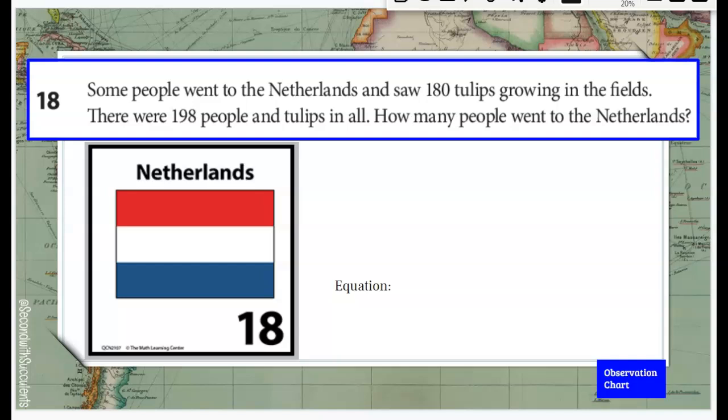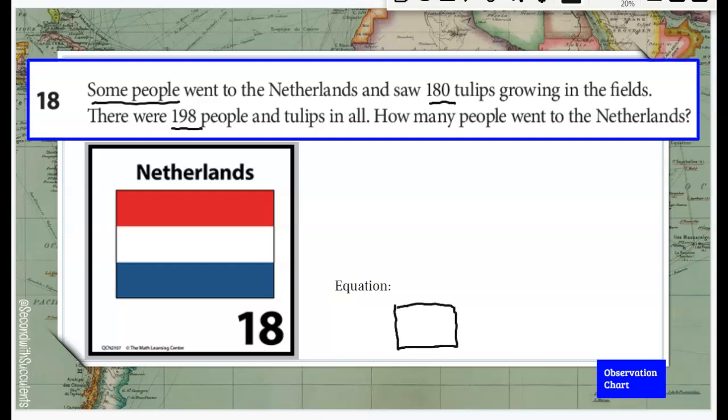Some people went to the Netherlands and saw 180 tulips growing in the fields. There were 198 people and tulips in all. How many people went to the Netherlands? Show a connection if your equation looks like this.